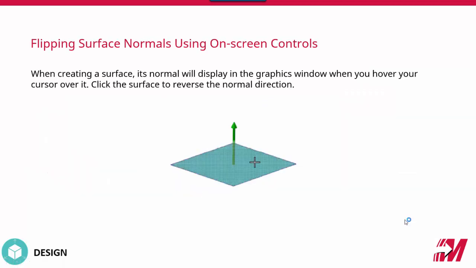Also new to 22, whenever you create a surface now, it automatically shows an arrow on your screen showing you the normal of that surface. So previously this wasn't the case. You'd create a surface and you didn't know the normal was wrong until you wrote a toolpath on the surface and it was cutting on the wrong side. So now with 22, it automatically shows you the arrow when you create the surface so you know if your normal is correct or not.